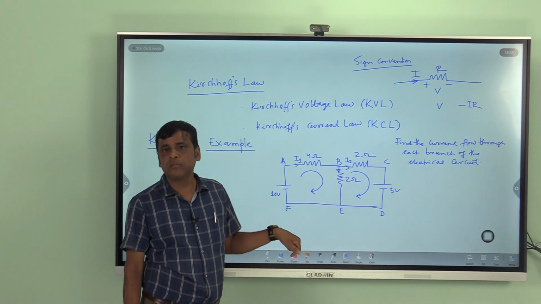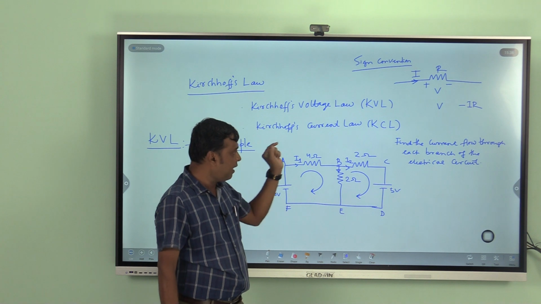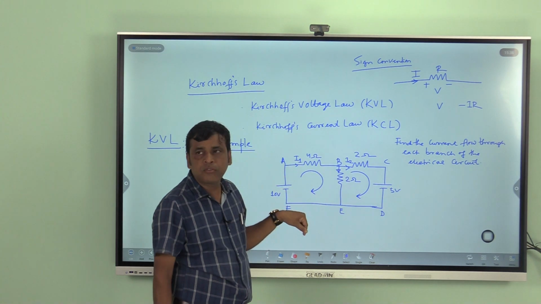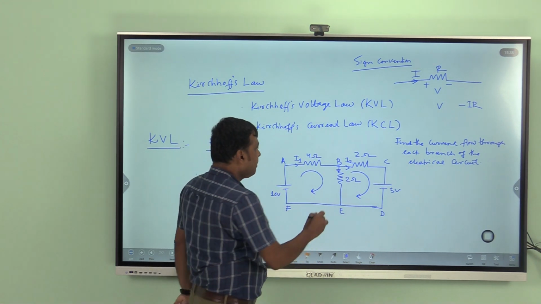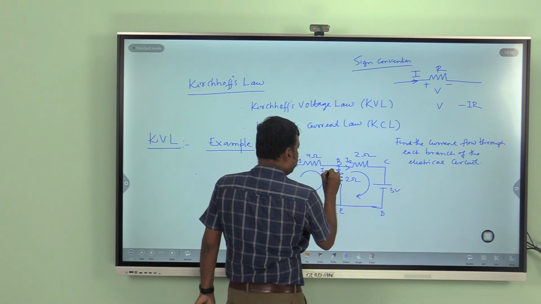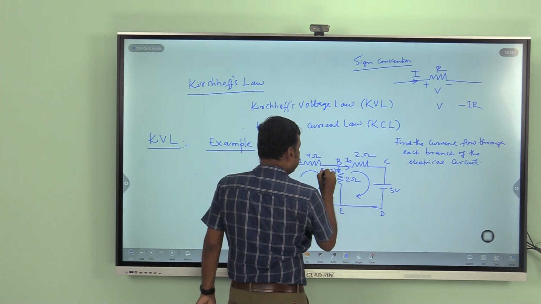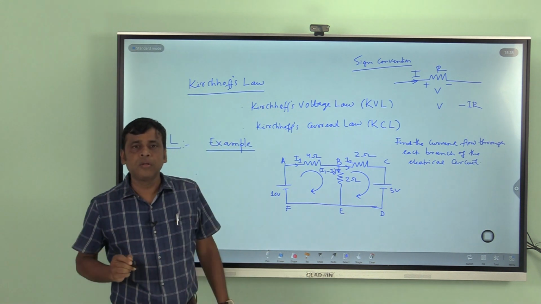This is your 10 minus 4, that is your 6. If this is your I1 and this is your I2, and this will become how much? I1 minus I2. This is your I1 minus I2. Remember? Are you getting or not?